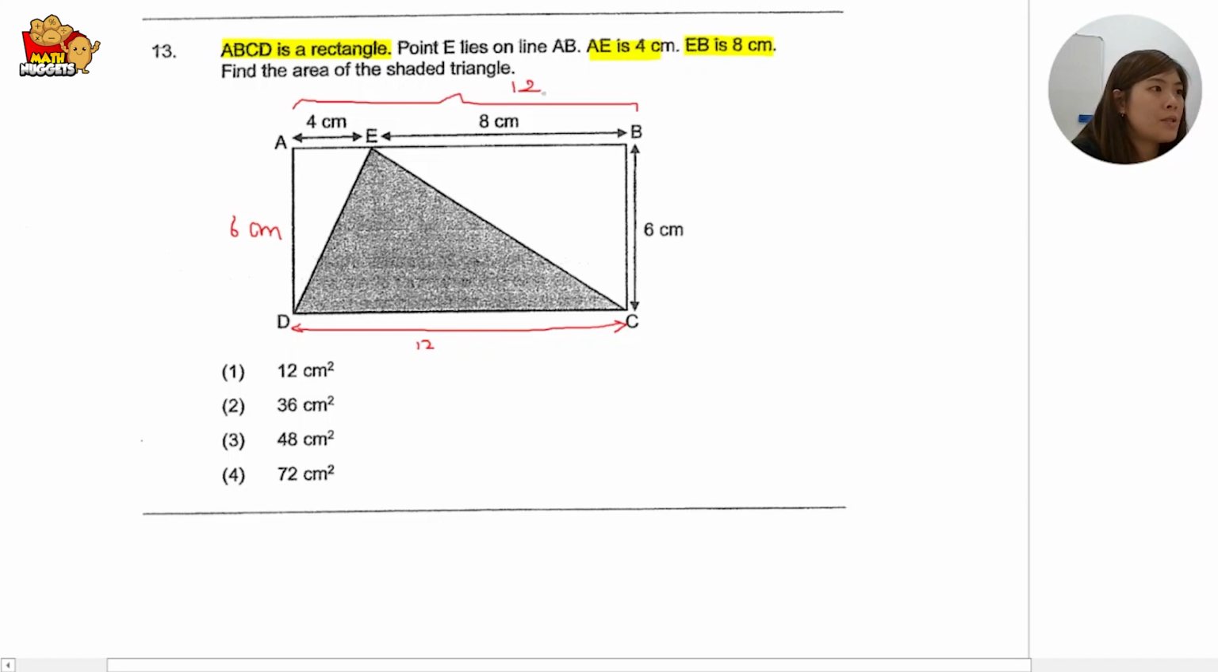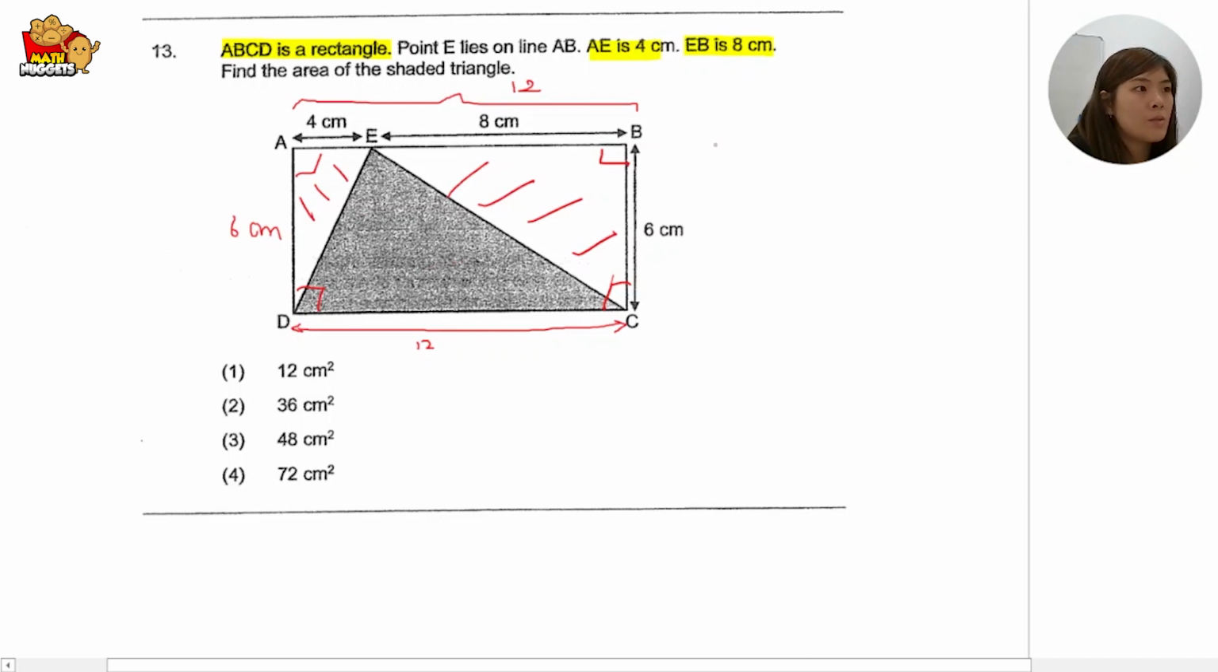Okay, so first step, we find the total area of the rectangle. Then we find the individual triangles, because all these are right angle triangles. So the four sides are a rectangle. Then we find the area of this triangle, then we take the total rectangle minus these two triangles to get your shaded triangle.